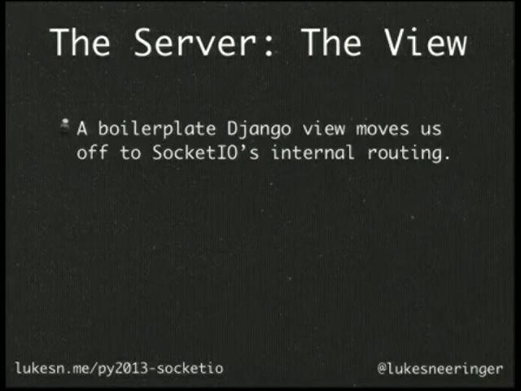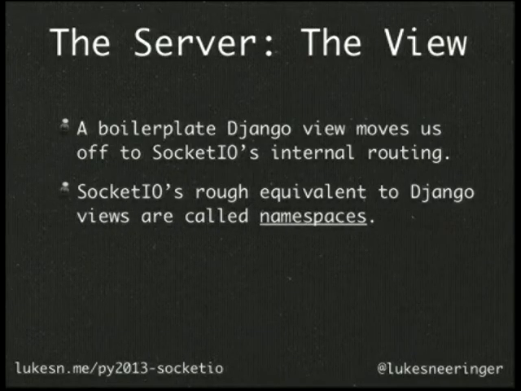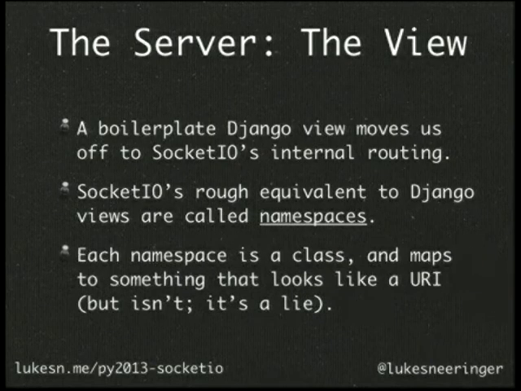The boilerplate Django view: I'm going to show you a view in a moment that's going to send us into the SocketIO ecosystem. The SocketIO system has its own URI routing. It's not a true URI, but it's a URI-like thing, so that's what I'm going to call it. Their equivalent to Django views are called namespaces. You saw namespace in the URL earlier. That is the thing that routes it to a class that understands certain kinds of messages and has certain kinds of listeners registered. Each namespace is a class. Like I said, it maps to something that looks like a URI, but really isn't.